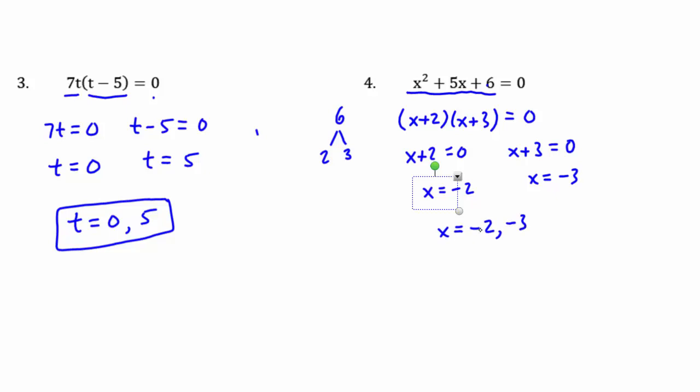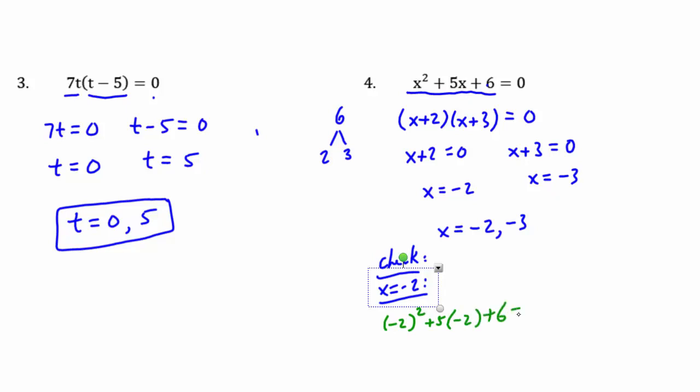It's also good to check this as well. Let me do a little check. I mean, we're guaranteed these are our answers if we did all the work correctly, but who knows if we did the work correctly with this. So when I look for x equals negative 2, let's see, what's negative 2 quantity squared, because I'm squaring the x, plus 5 times negative 2 plus 6. Does this equal 0? Well, that's 4 minus 10 plus 6. 4 minus 10 is negative 6. Negative 6 plus 6 does equal 0, so I know it's the correct answer.